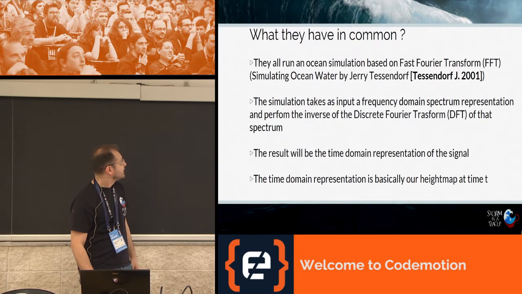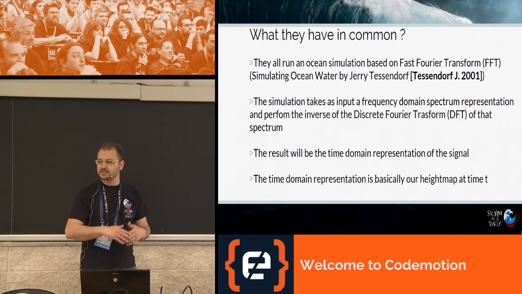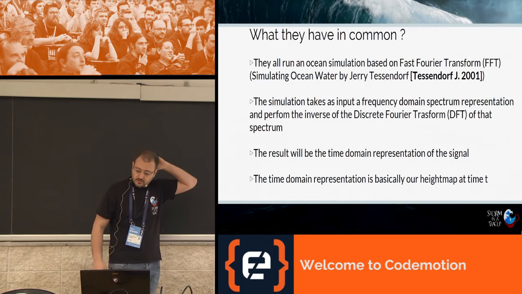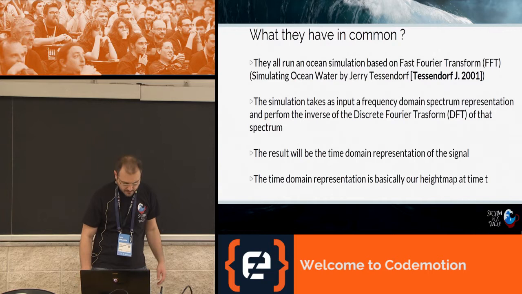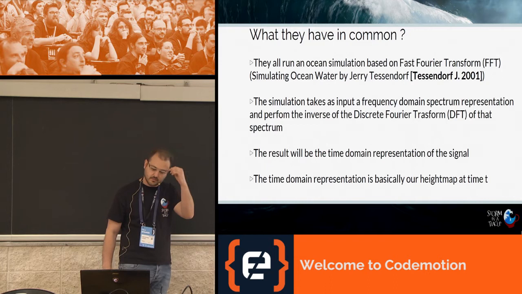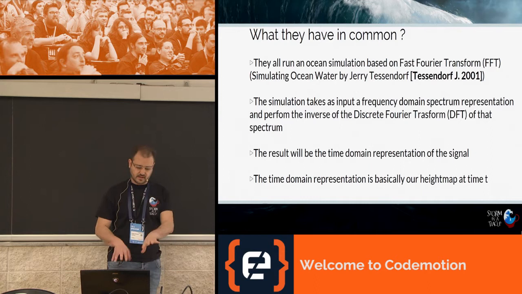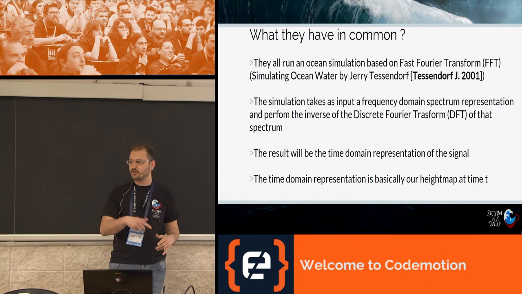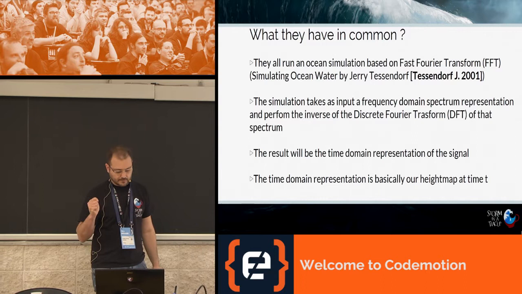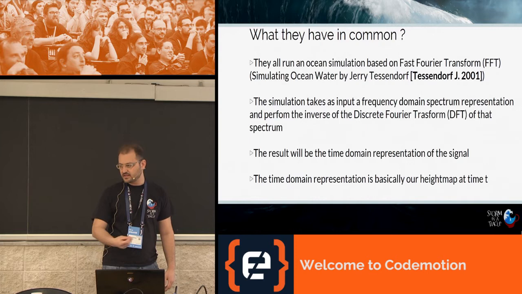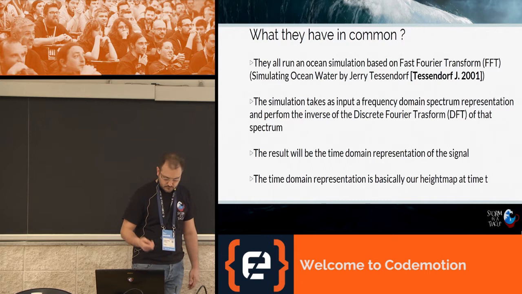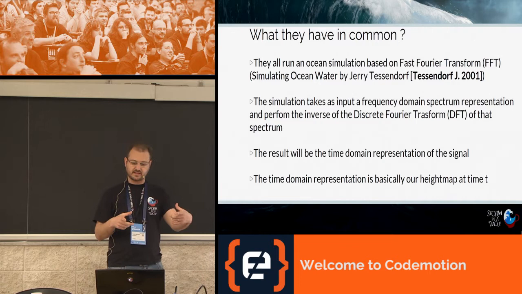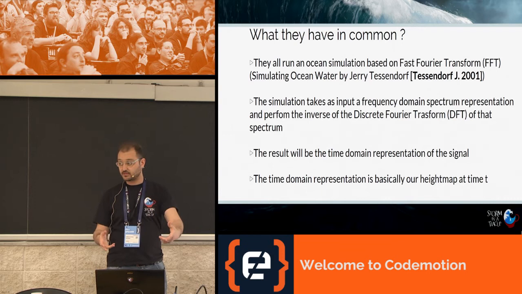So what do all the games and movies that use this simulation have in common? They all run an ocean simulation based on the fast Fourier transform as a bare-bone basis implementation. The first paper where it was presented was Simulating Ocean Water by Jerry Tessendorf. The technique itself works like this. It takes a frequency spectrum representation of the wave height field, and performs an inverse Fourier transform to get a time domain representation of that spectrum. The result will be the time domain representation of the signal. In our case, the signal is represented by the samples of the frequency spectrum. The time domain representation is our height map at time t, basically the grid that we store in a texture, to be practical.